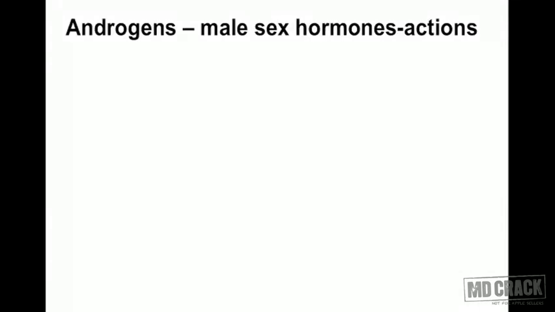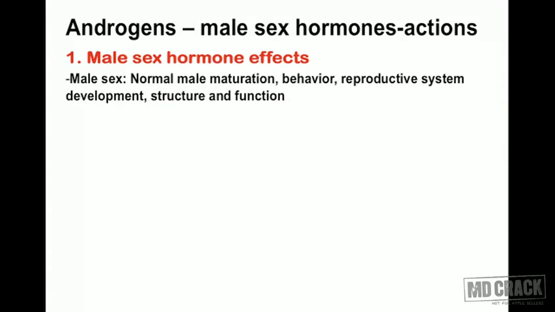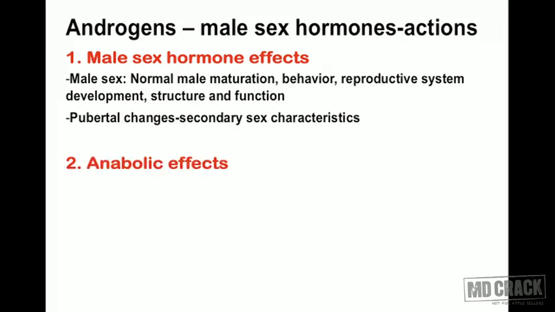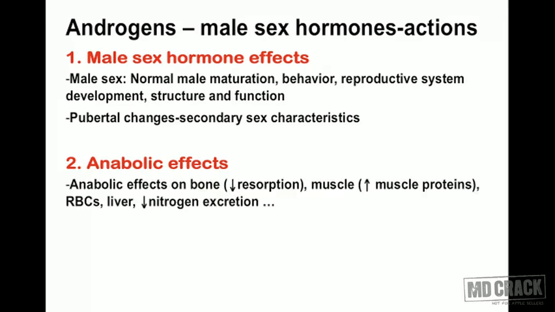Androgens are the male sex hormones, and going to their actions, they produce all male sex hormone effects. As far as the male sex is concerned, the normal male maturation, the behavior, the development of the reproductive system and its structure and function, all will be under the control of androgens. Then at puberty, the development of the secondary sex characteristics. But although we call them sex hormones, they have important anabolic effects parallel to the male sex effects. So they produce anabolic effects.